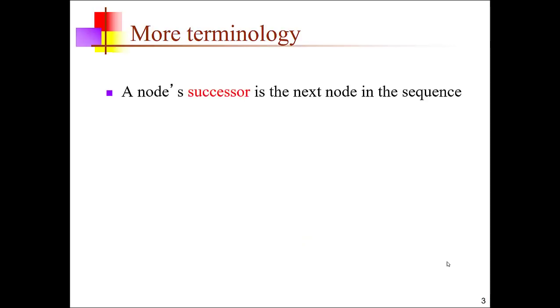So a node successor is the next node in the sequence, right? Whatever it's pointing to. The last node has no successor. It's really a null successor, but you know that when you hit null as the successor, you're at the end of the list.